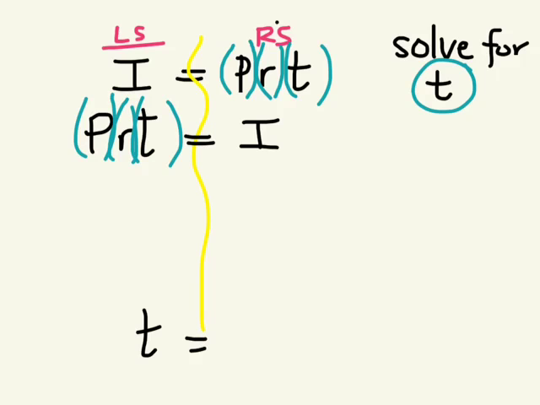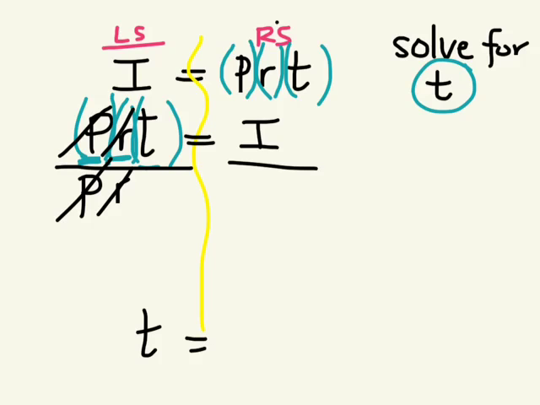Does everyone agree that I equals PRT is the same as PRT equals I? Right? Okay, so I have something times T. How do you get rid of an operation if it's multiplication? Division, right? To isolate T, what should I divide by? P and what else? R.